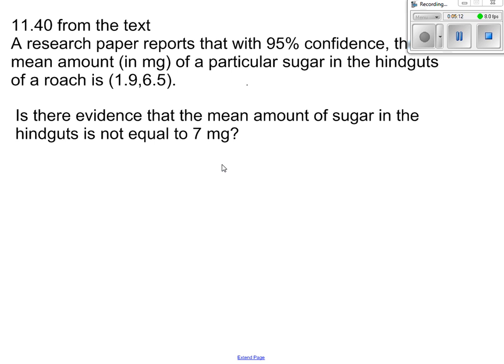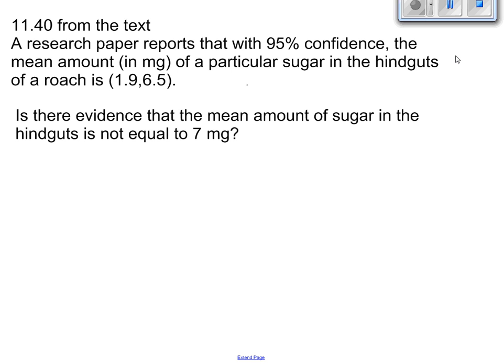I only put the last part of it. If you want to read about how they measure sugar in roaches, go for it, but I took out the gritty stuff. So we have a 95% confidence interval that the mean amount of sugar in the hindguts of a roach is 1.9 to 6.5. Is there evidence that the mean amount of sugar in the hindguts is not equal to 7 milligrams?